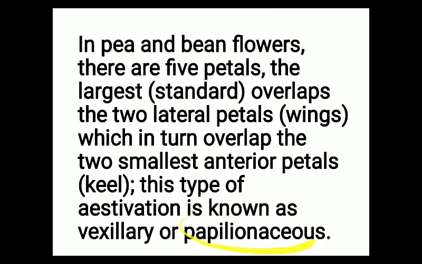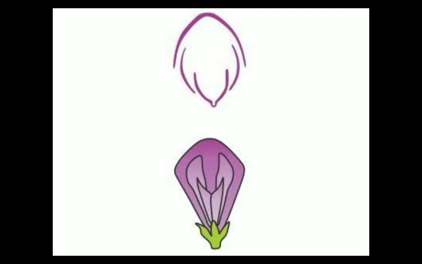So this is a very important word. Some questions will come directly in the NEET exam: what is papilionaceous corolla, and in which plant can we see the presence of papilionaceous corolla? The answer will be, in the pea plant and bean plant we can see the presence of papilionaceous corolla. What is papilionaceous corolla? In papilionaceous corolla there will be 5 petals. How many petals will be there? Total 5 petals will be there, and the largest petal will be known as the standard petal.